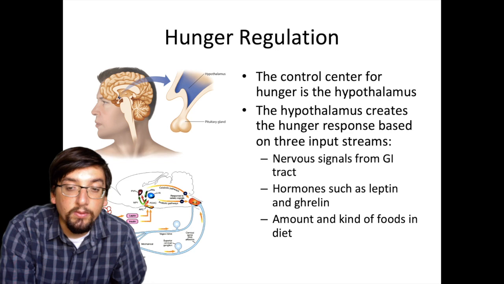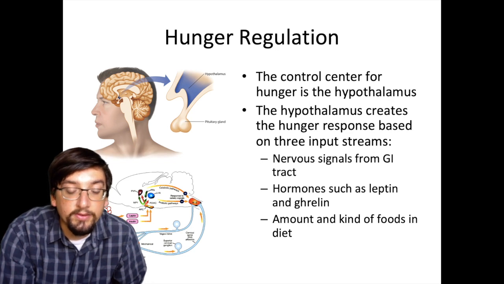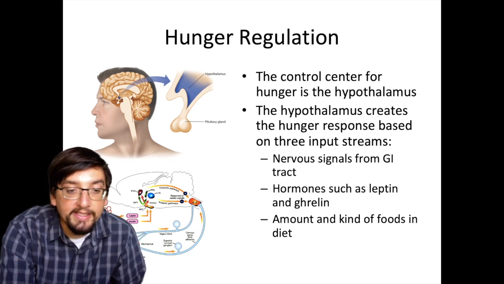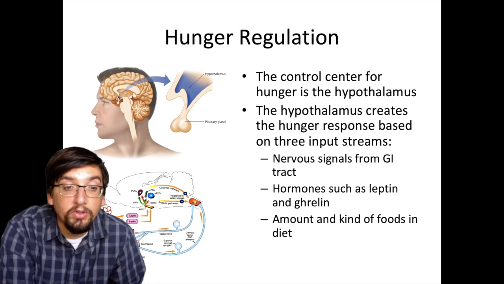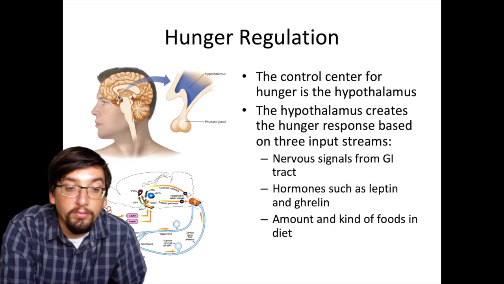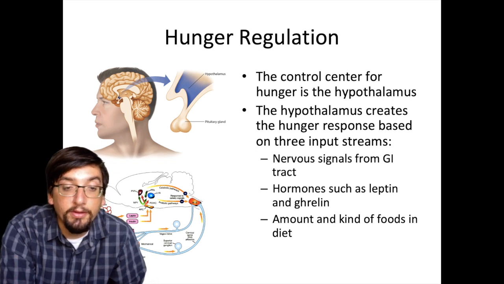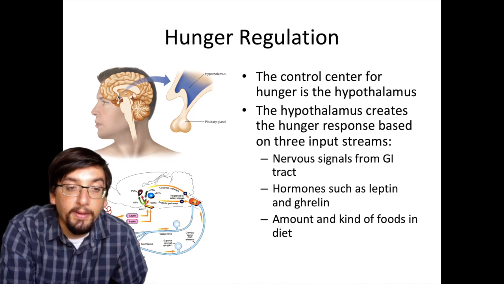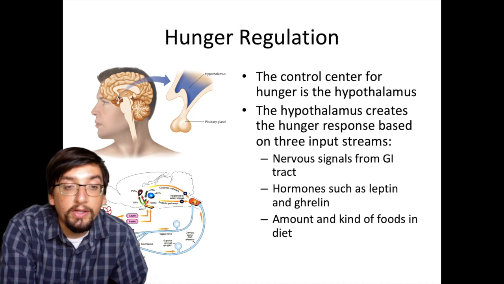And so one is that the GI tract, which I'm going to talk about in a little bit, has its entire nervous system all by itself, and that nervous system sends signals up to the brain mostly through what's called the vagus nerve, but through other pathways as well. And so your digestive system signals your brain to indicate how hungry or how full you are.